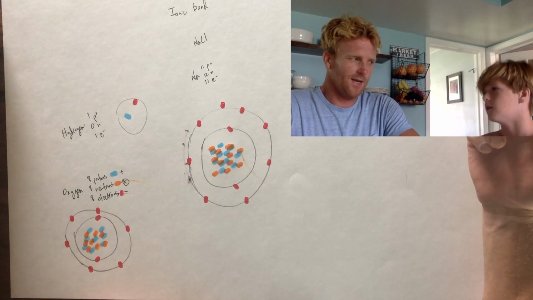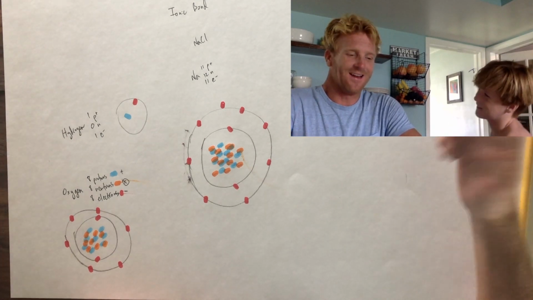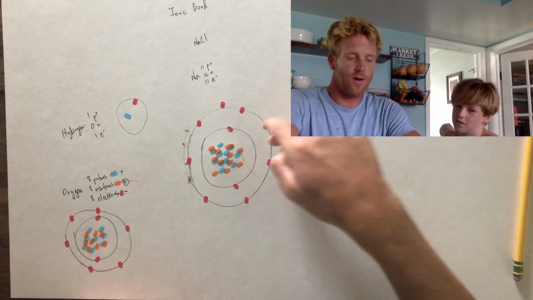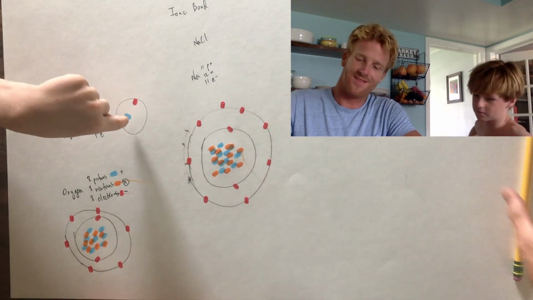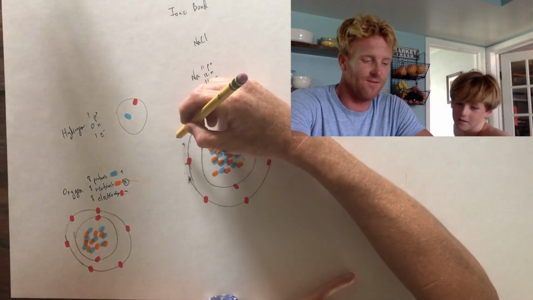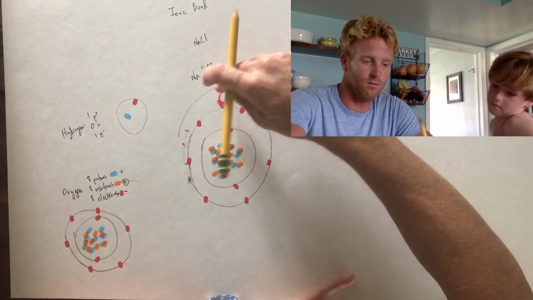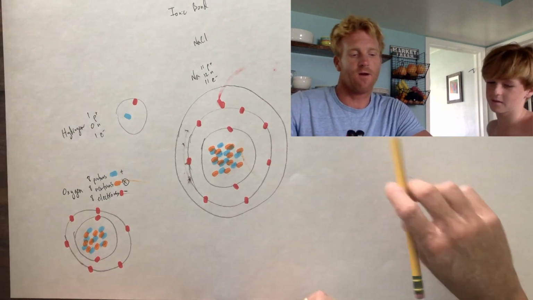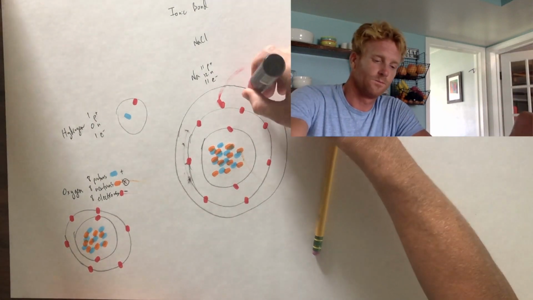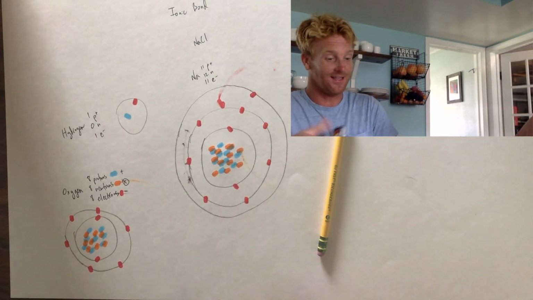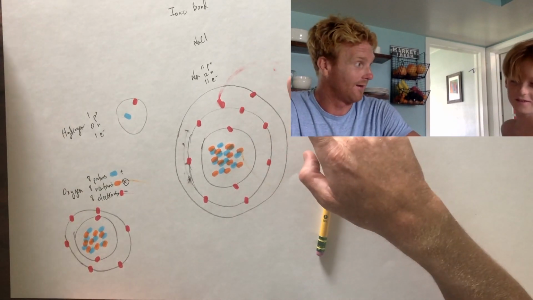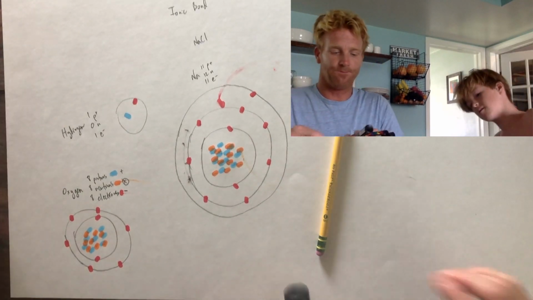What's 2 plus 8? It's 10. How many electrons are there? 11. There's one left over. Can we just cram him into that shell? Nope, he has to be by himself in the shell out here all by himself. Do you think this atom is happy? Does he want to get rid of that electron? Yes, that's a problem for him.